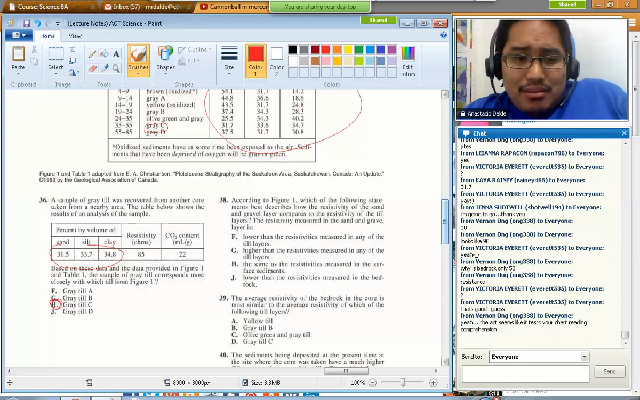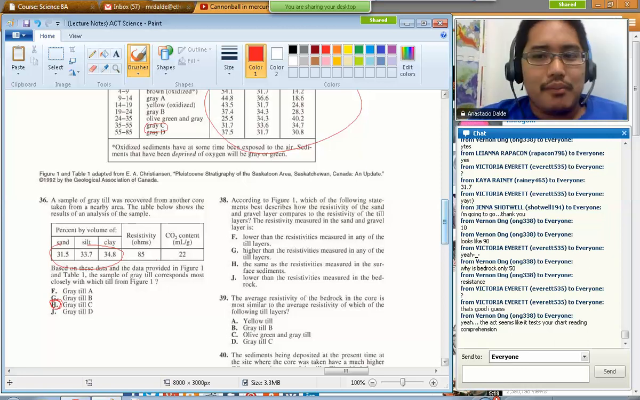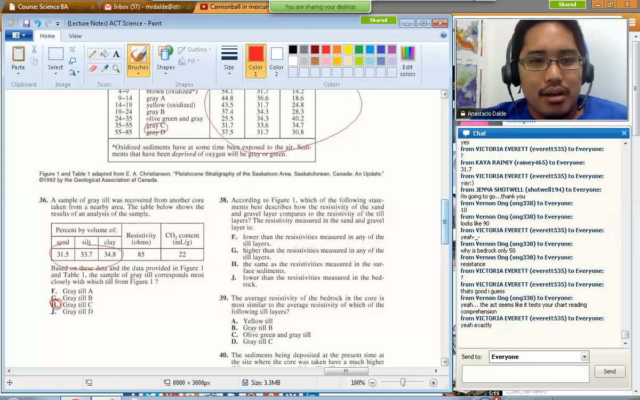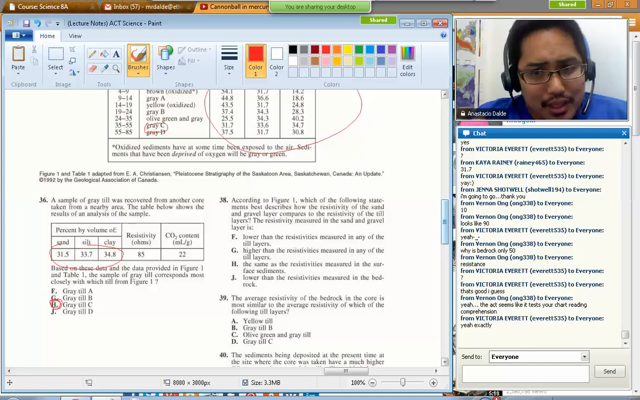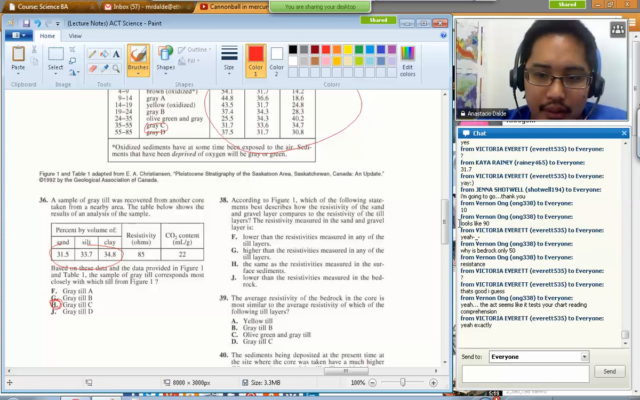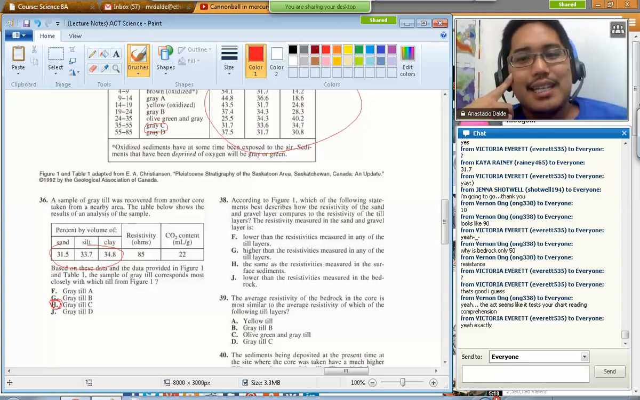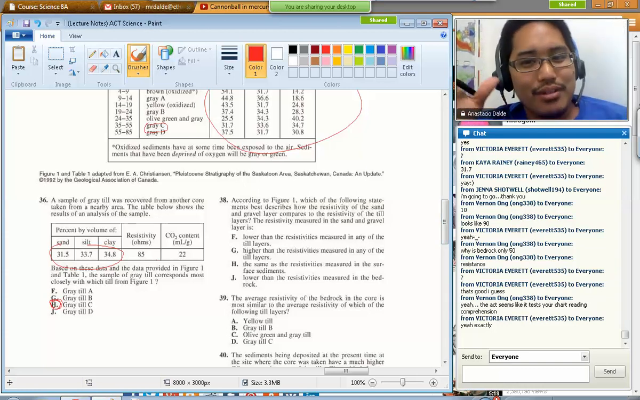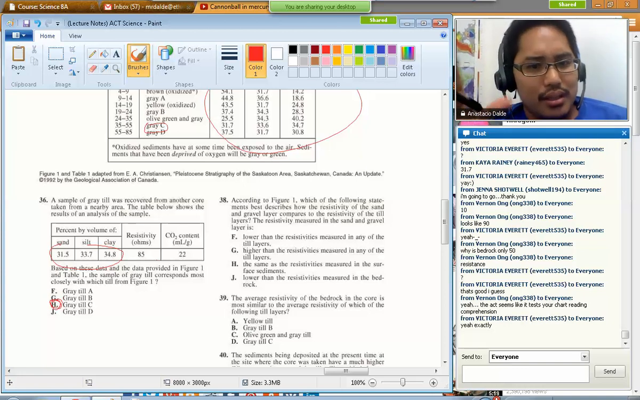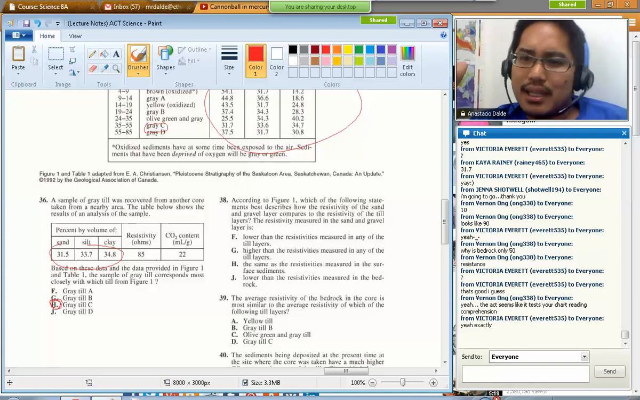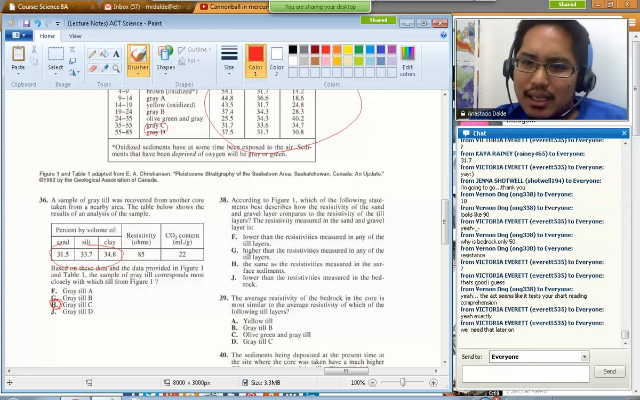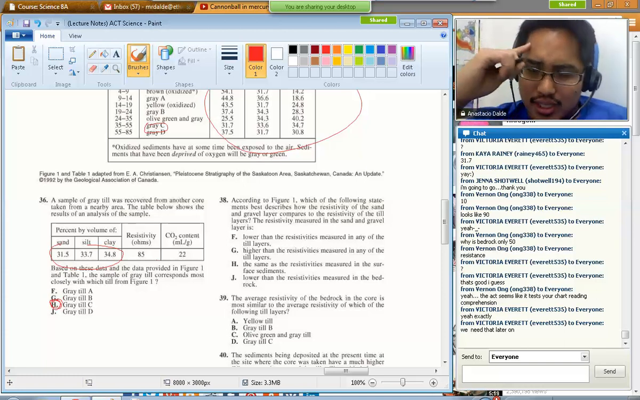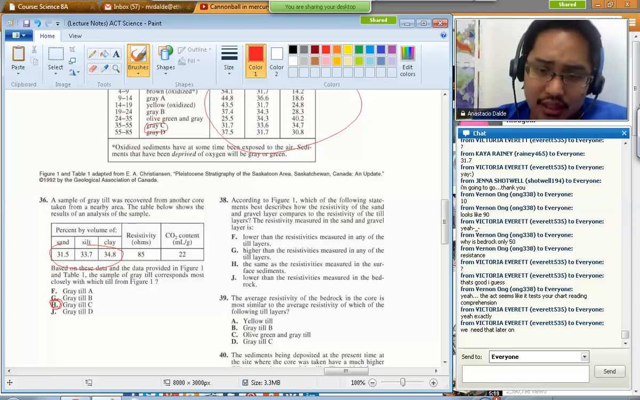Like, I don't know why bedrock has 50 ohm resistivity. It just does. And that's what the chart says. So I'm just going to go with it. Yes, the ACT test is not really a test to see how well you know science. It's a test to see how well you can read a chart. This is what I'm trying to say to you. Don't freak out when you get these kinds of tests, because it's testing you on your logic, which is a good thing. It's a good test. I like it.